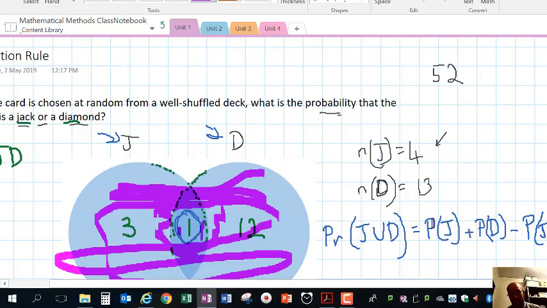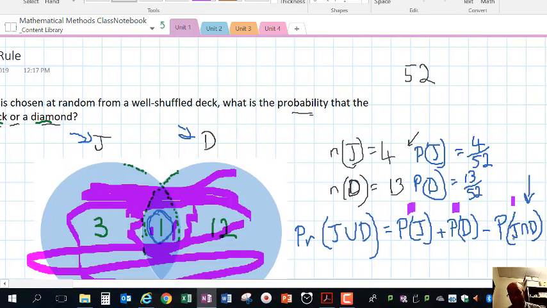Alright, now we just need to find these things. We need to find this, this, and this, and then we can substitute them into the formula. Let's do that then. So there's 4 jacks out of 52 cards, so the probability of a jack is 4 over 52. You could simplify that, but there's no need to at this stage. Probability of selecting a diamond at random is 13 over 52. Now, what's the probability of the intersection? Well, there's one card that's common to both categories, the Jack of Diamonds.